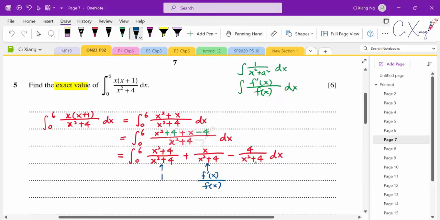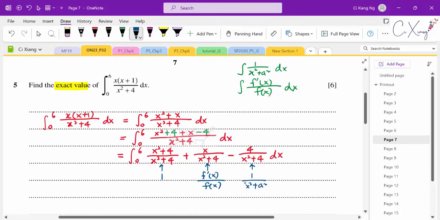Then how about this one? Basically the 4 is a constant, right? It belongs to the 1 over x squared plus a squared pattern. So you can integrate by using this one. So you can see from here, if you separate the fraction into 3 different fractions, basically you can use different techniques to integrate them straight away.